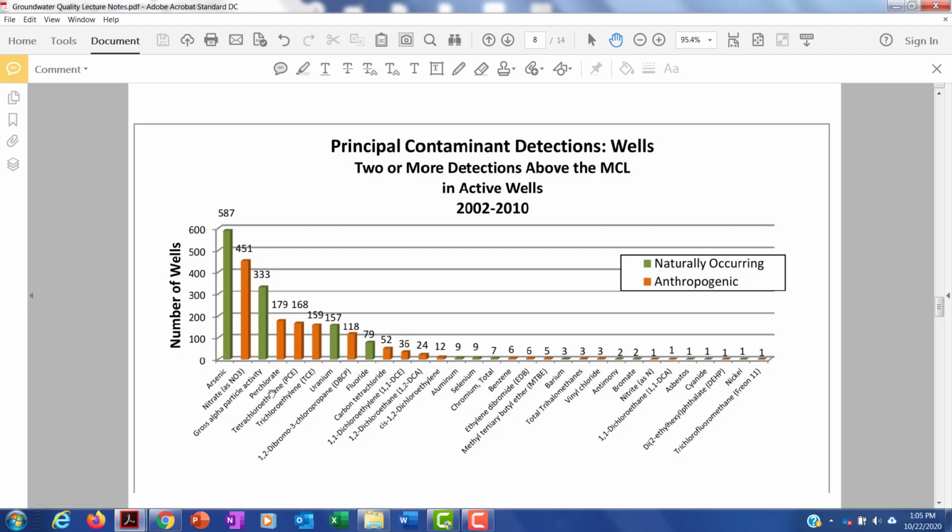Perchlorate, PCE, and TCE are the most common industrial anthropogenic chemicals in groundwater. Uranium follows. So you can just take a look at this; maybe you'll recognize some of the chemicals from the news. But again, the takeaway is which of our main chemicals are anthropogenic and which are naturally occurring, and which are inorganic and which are organic. Between this chart and the water chapter, I think that's all there.